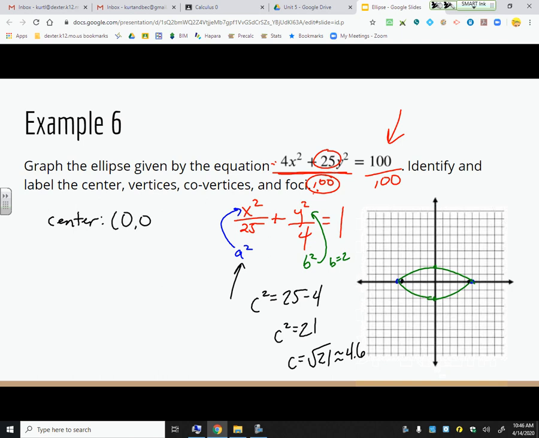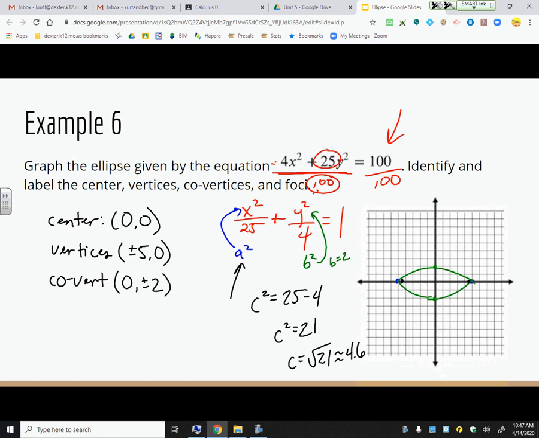Center is at 0, 0. The vertices landed at 5, 0, and negative 5, 0. The co-vertices landed at 0, 2, and 0, negative 2.